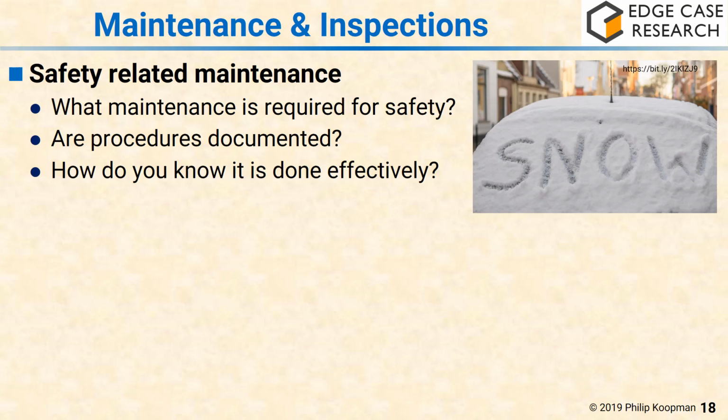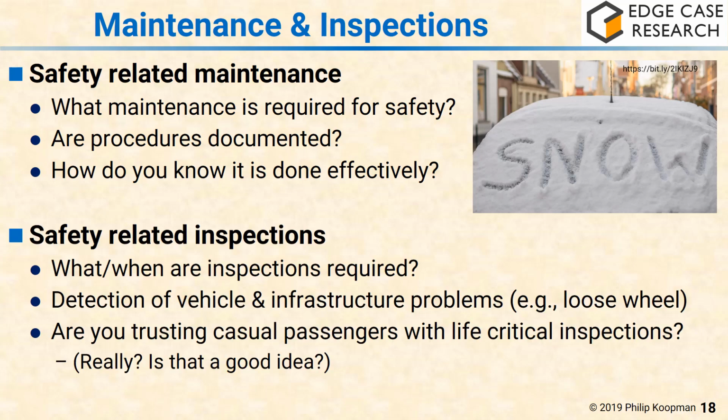Now, again, it doesn't have to be automated. There doesn't have to be a robot that crawls around the car wiping the snow off. But you can't operate with snow on the vehicle in an unsafe way. You have to have a way of saying, this is why that will never happen. There probably have to be safety-related inspections. You have to talk about what and when the inspections are required. You have to detect vehicle and infrastructure problems. And you have to argue the inspections really happen rather than just assuming something unrealistic will happen.